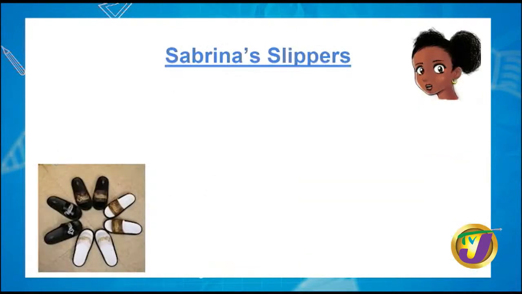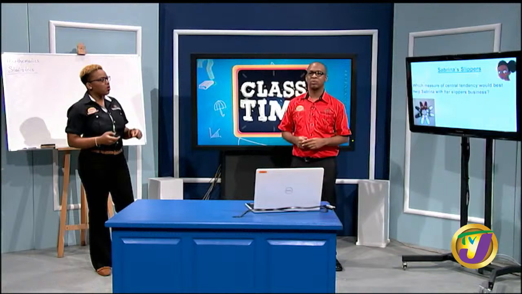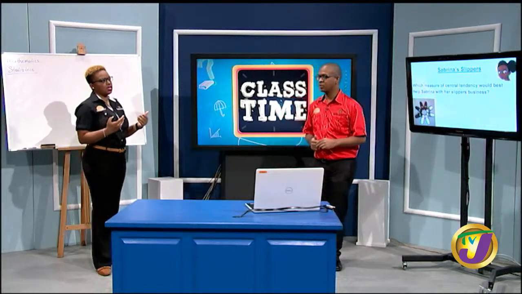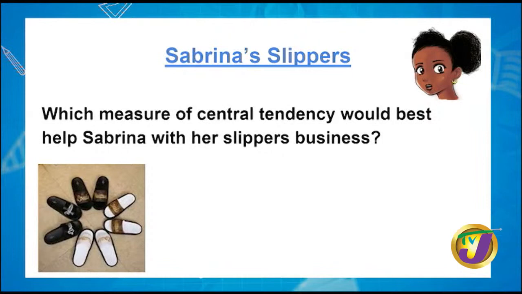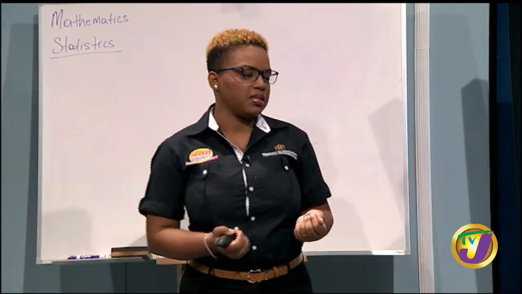Yes. All right. So, back to Sabrina now. Which of these measures of central tendency would best help Sabrina with her slippers business? Is it the mean? Do we need to find the average of the foot sizes of the people in our community? Or do we find the mode, which is the most frequent one particular foot size? Or do we find the median, the middle value of the slipper sizes? Which of these now will help Sabrina to say, okay, I can use this value to tell me how to start my business?